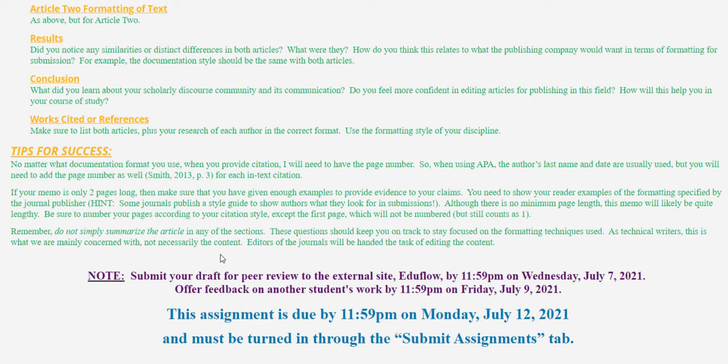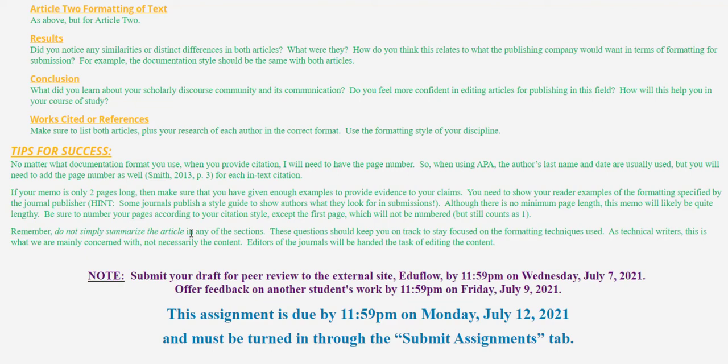Some tips for success here: no matter what documentation format you use, no matter what it normally calls for, if you are doing a direct quote, I need a page number. So normally when you use APA, you can just do the last name and the year. If it's a direct quote, some teachers want you to put the page number. I do for this part.